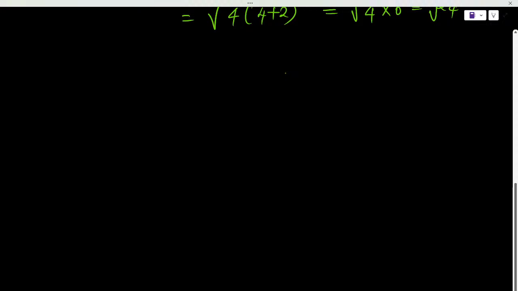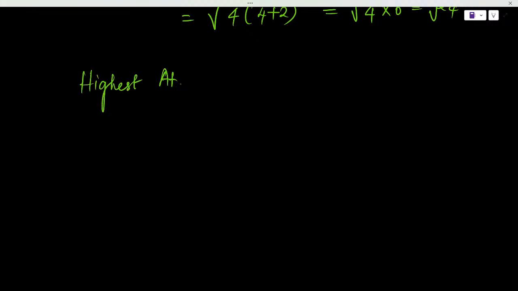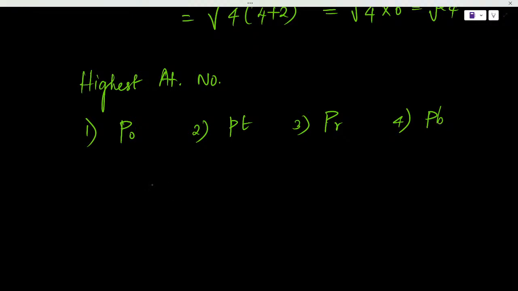Then moving on to the next question, which asks which of the following has the highest atomic number. The first option is polonium, the second one is platinum, the third one is praseodymium, and the fourth one is lead.